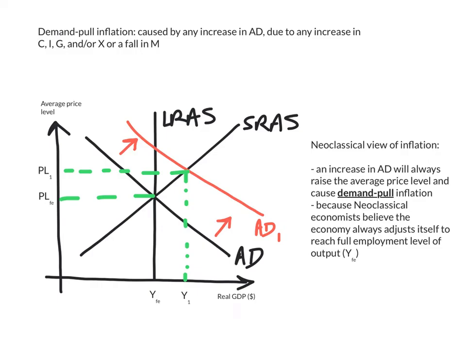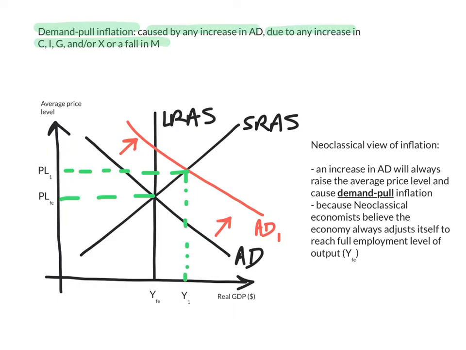So the first type of inflation is called demand pull inflation. This is, obviously from the name, caused by any increase in aggregate demand, maybe due to an increase in consumption spending or investment spending or government spending or export spending or a fall in import spending. So anything that increases one of the components of aggregate demand and leads to an increase in aggregate demand will cause demand pull inflation. So this is the neoclassical view of demand pull inflation.